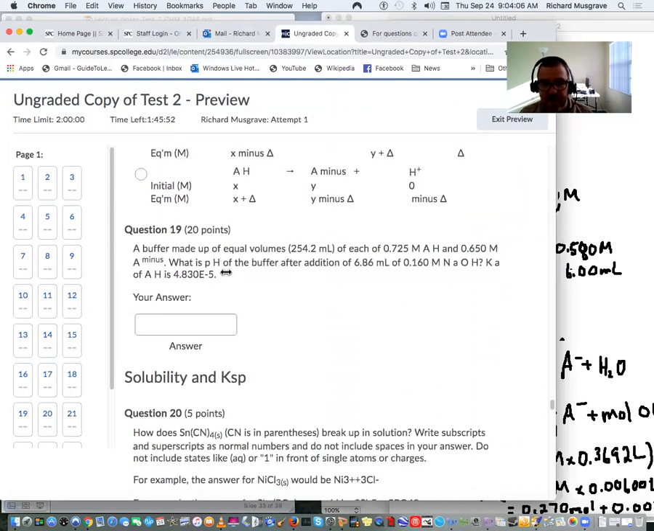The last question here makes you go through the whole process and figure out what's going on with the whole thing by basically giving you the same kind of questions we had on the test. So a buffer is made up of equal volumes of AH and A minus. It gives you the molarities here. It's asking for the pH of the buffer after addition of 6.86 mL of sodium hydroxide, and it gives you the Ka here as well.